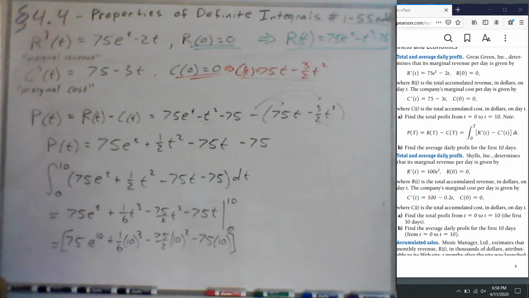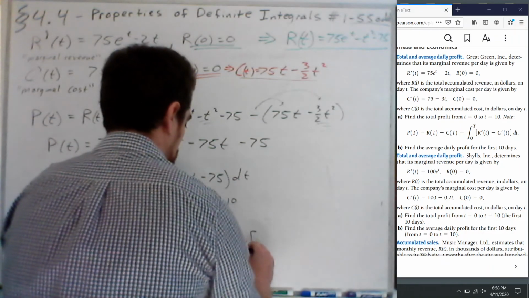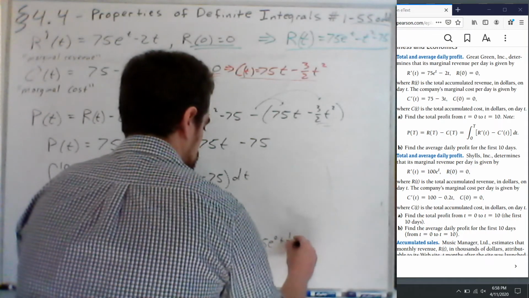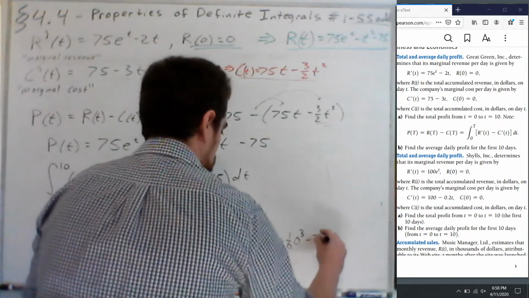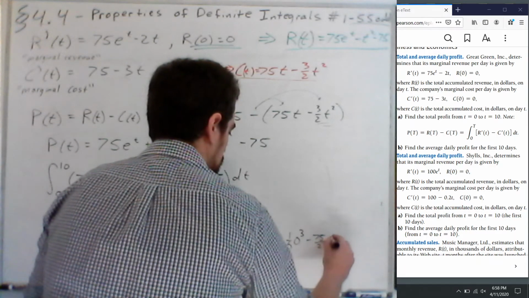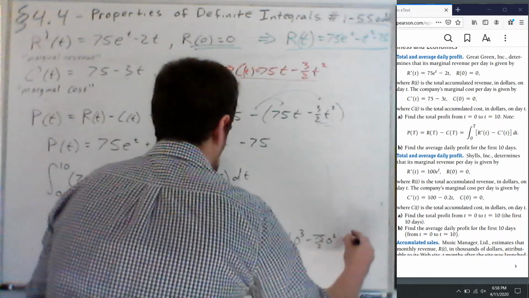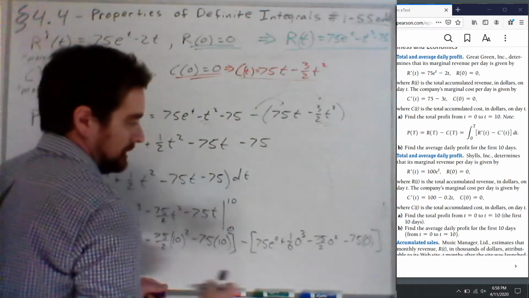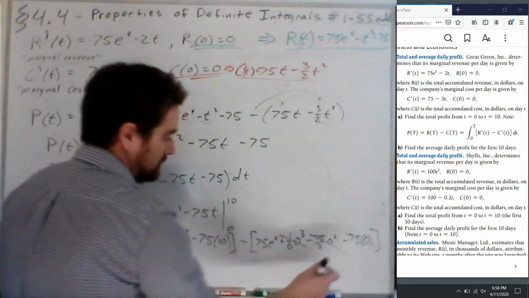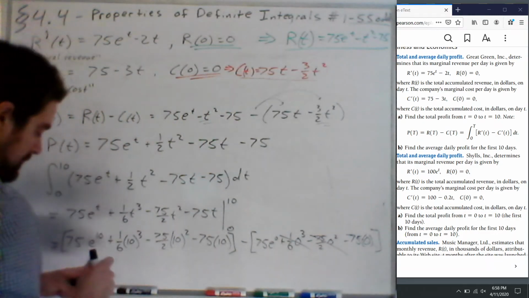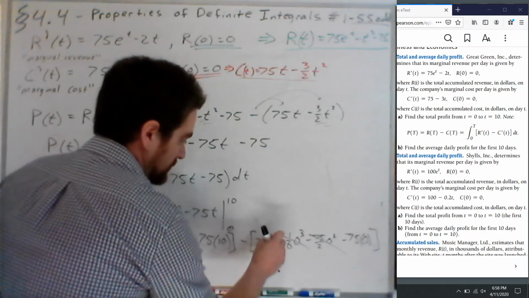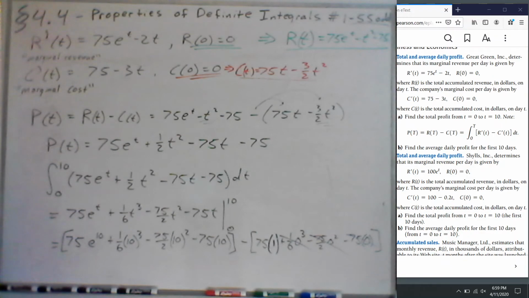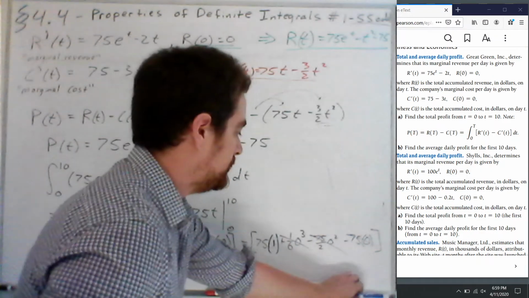Now I need to plug in my lower bound and subtract all that. 75 e to the 0 plus 1/6 0 cubed minus 75 halves 0 squared minus 75 times 0. And like I said, a lot of this stuff is going to be 0. So all of this, really what I'm looking at, e to the 0, is just the number 75 times 1, which is subtracting 75. So even that's not too terrible there.